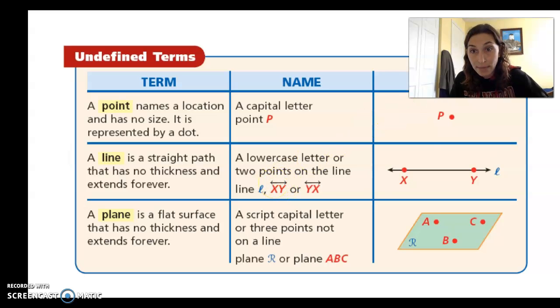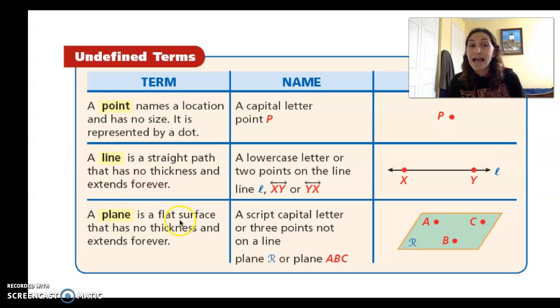You also can name a line by the italicized letter next to it. That means that is the name of the line. So this here is called line L. So we know the name is line L, and we know the 2 points that make the line are XY, or we could say YX.